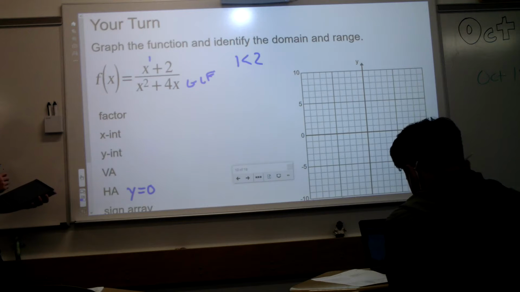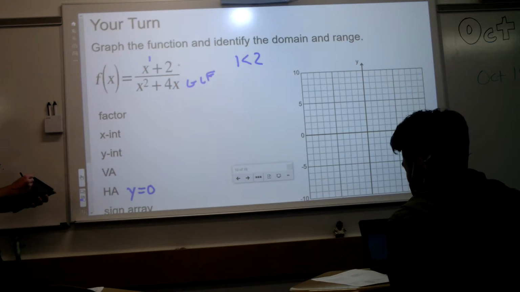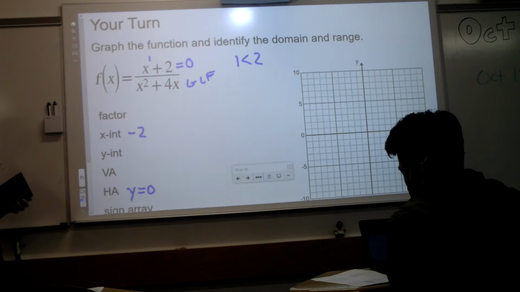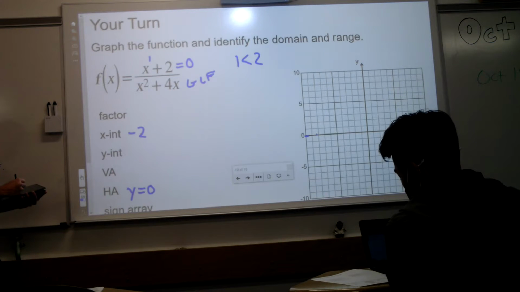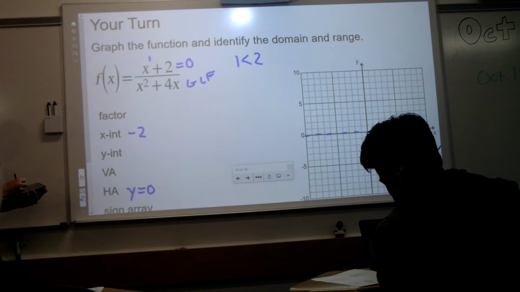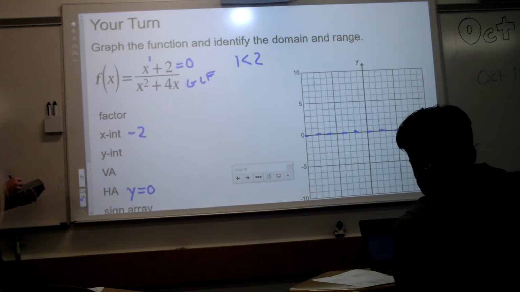Tell me something else. The x-intercept is 1, so the numerator is set equal to 0, and then... So we set the numerator to 0 and solved, and we got an x-intercept of -2. So let me draw those in. So here's our horizontal asymptote. And then we got an x-intercept at -2.